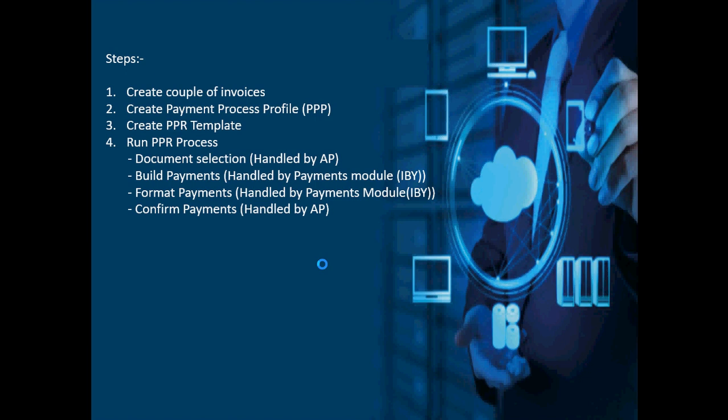which typically involves, at a high level, these four steps: document selection, build payments, format payments, and confirm payments. As you know, in R12 the AP module is divided into Oracle Payables as well as the Payments module. So build payments and format payments are handled by the Payments module, and document selection and confirm payments are handled by the AP module. Okay.